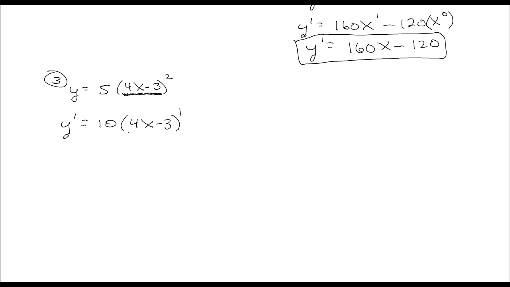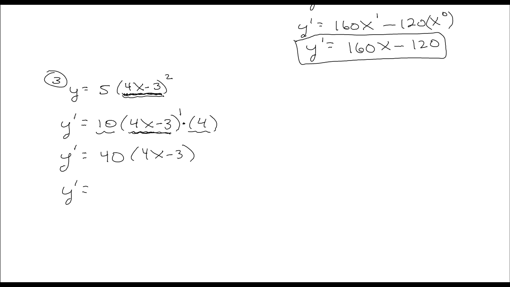But now I have to differentiate this inside part. Well, the derivative of 4x is 4, and the derivative of 3, which is a constant, is 0, so it just goes away. And I'm going to multiply by this result. Well, 10 times 4 is 40. Leaving this alone for a moment, and then distributing the 40, I'm going to get 160x minus 120, which is exactly what I got when I did it the first time.